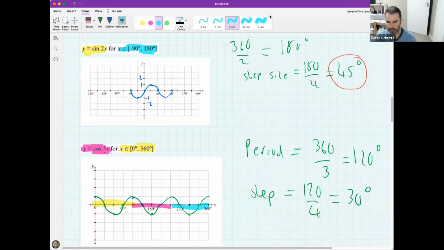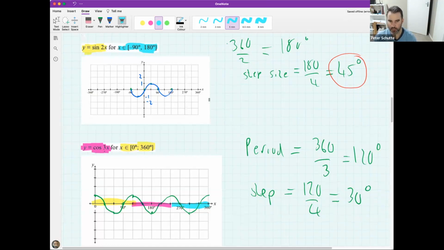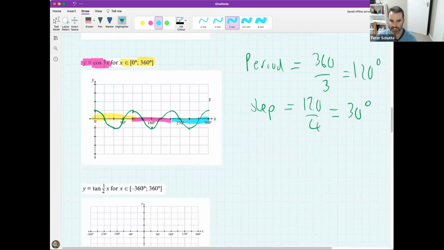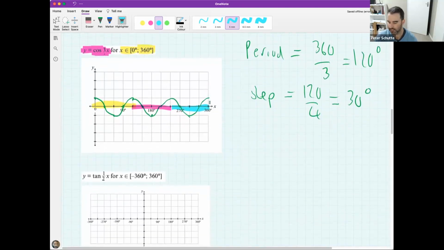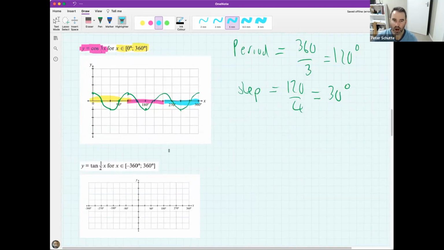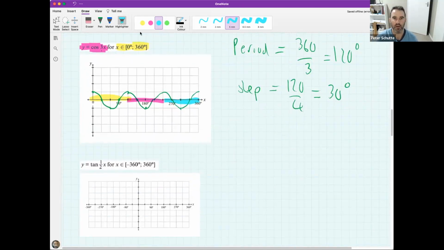Okay. Not quite there yet, but we're getting there. So let's do another one. Let's do one involving tan, because I feel like we've neglected tan a little bit. So let's do this together first. I want to ask you, there's a half in front here of the tan, and this half is going to change the period of the tan graph. What is the period of this tan graph?